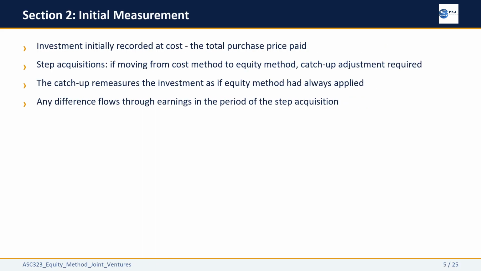When you acquire an equity method investment, it goes on the books at cost, the total price paid, including transaction costs where applicable. The more complex situation is a step acquisition, when you already hold a small stake and then buy additional shares that push you into significant influence territory. At that point, you need a catch-up adjustment, remeasuring the prior stake as if the equity method had always applied, with the difference running through current period earnings.